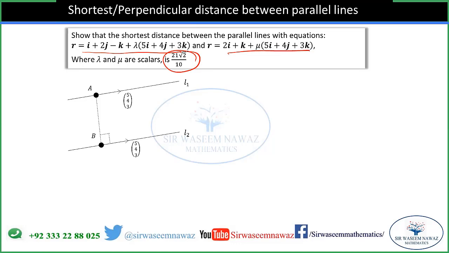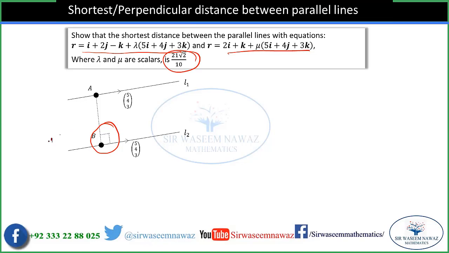Now actually, what is the idea behind it? The idea is that we say that these are the two parallel lines and we want to find the shortest distance between the two. Shortest distance is a perpendicular distance. So when there are two parallel lines, it is necessary that it makes a right angle with any one of the lines. It will make a right angle. It is necessary.